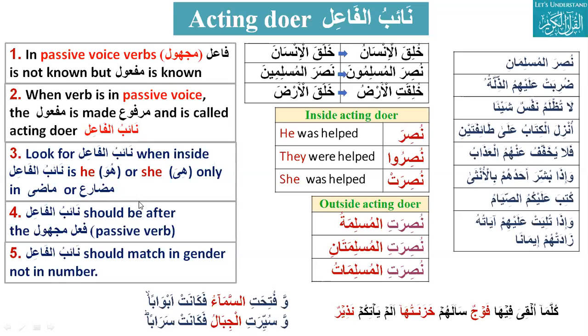When we go for the naibul fa'il, the hidden pronoun should be he or she, in madi and mudari, not they or the other things. It can come anywhere after the passive verb, not necessarily immediately. And the most important thing is that the naibul fa'il should match in gender, and may or may not match in number.